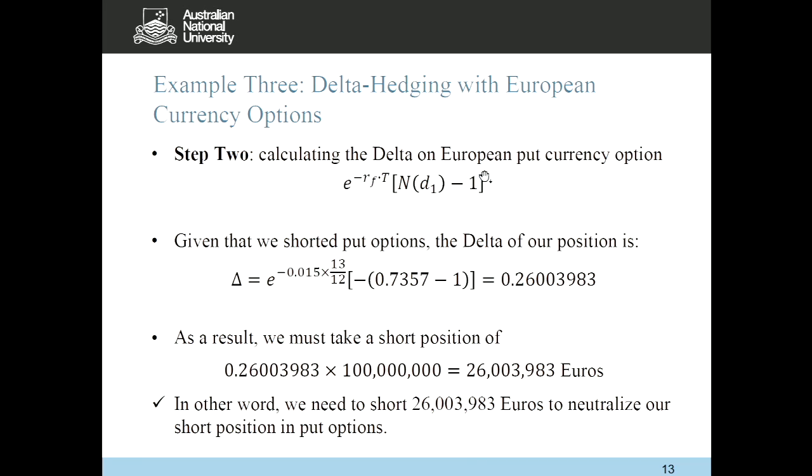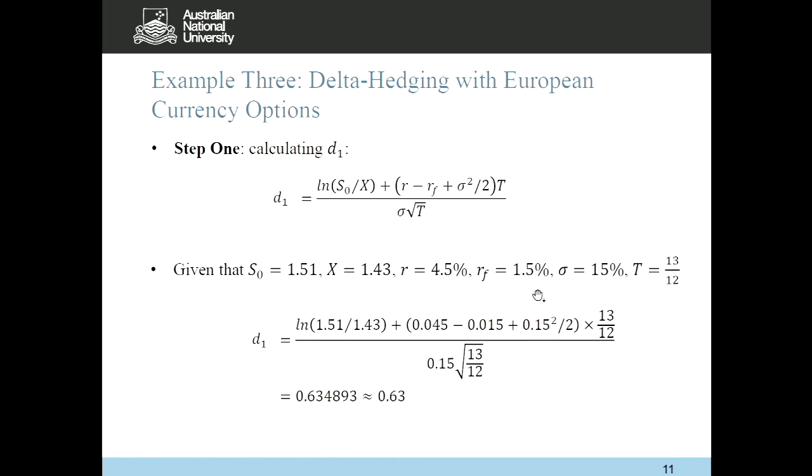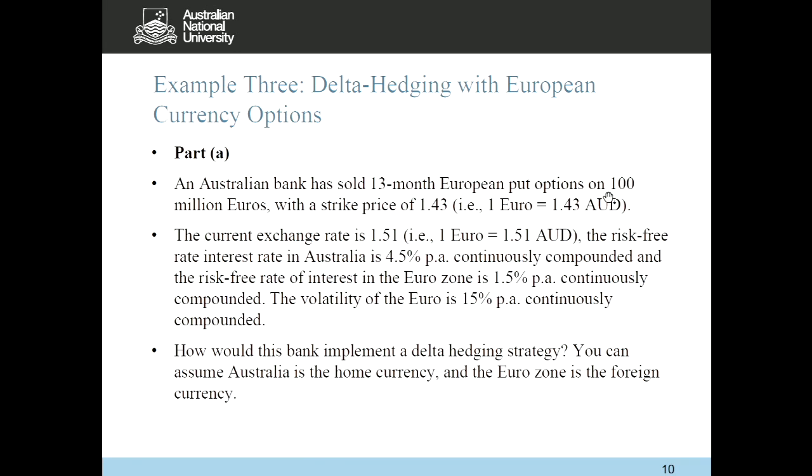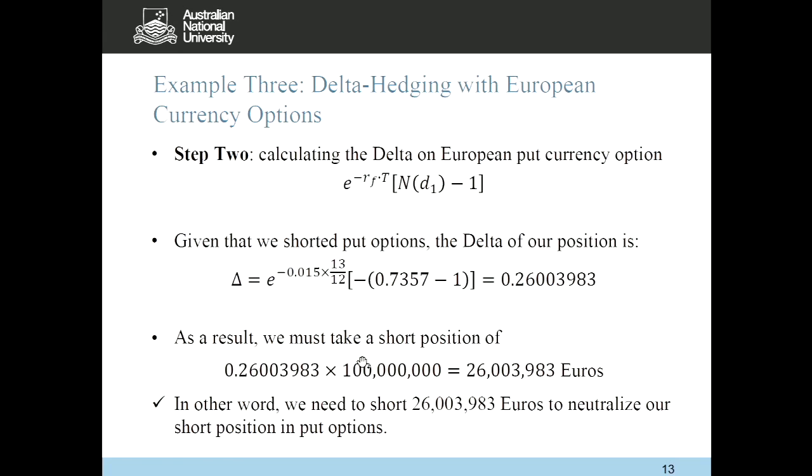Okay, so because we're shorting the put, we're putting a negative sign here to make sure we're getting a positive delta. And that's your N(d1) value, minus 1, discounted by the foreign risk-free rate. So that's the delta for one unit of put option that we shorted, 0.26. And how much do we short? We short put options that cover 100 million euros, right? So that's our total exposure. That's the delta on 1 unit of put option that we short.